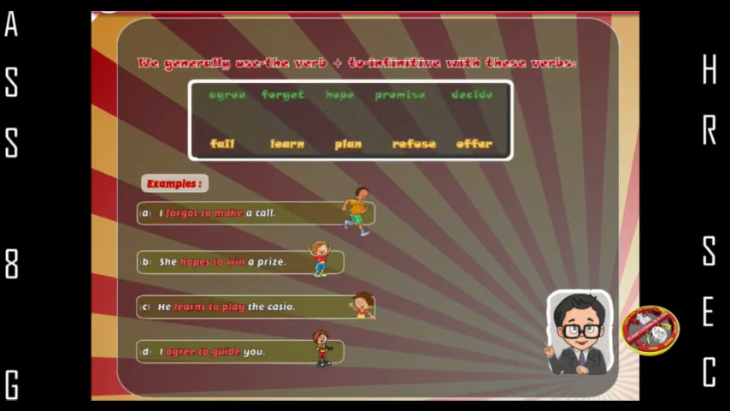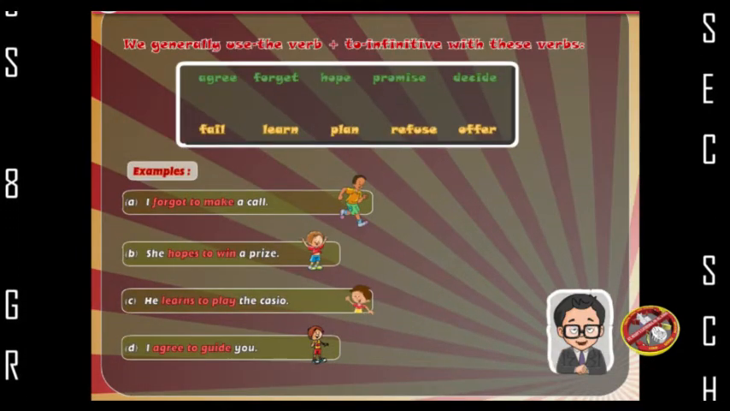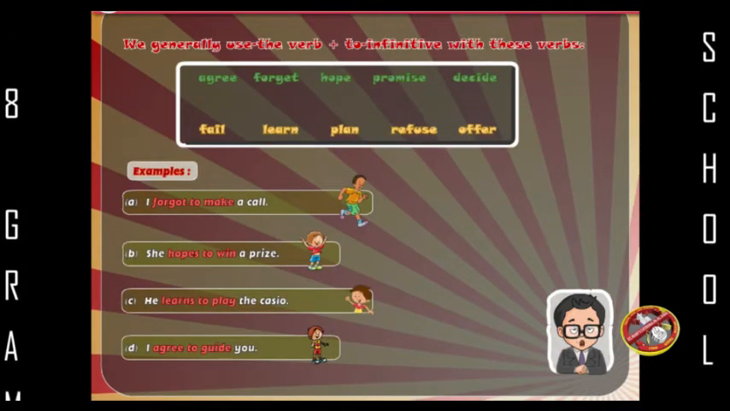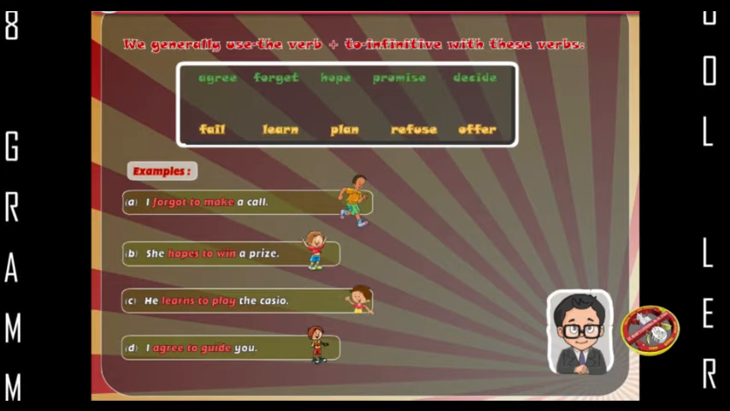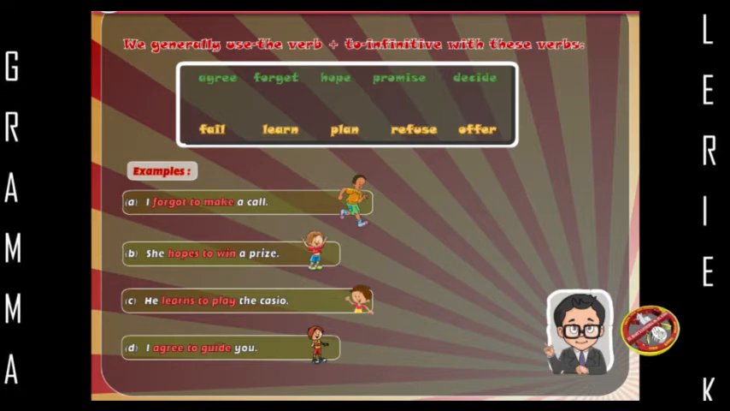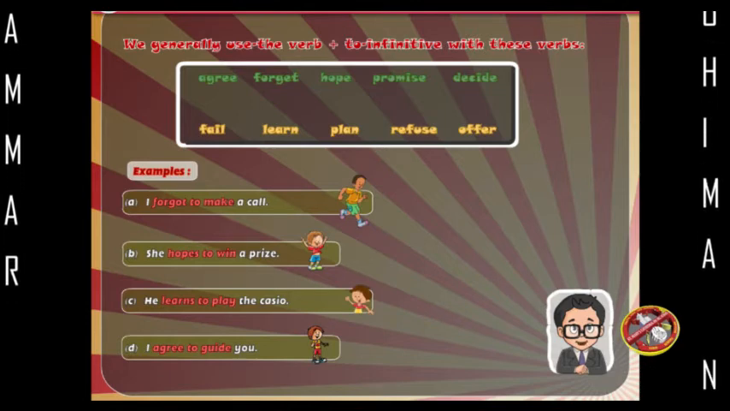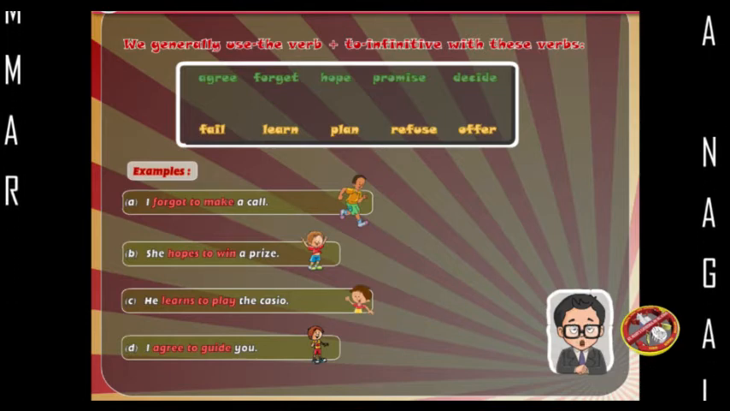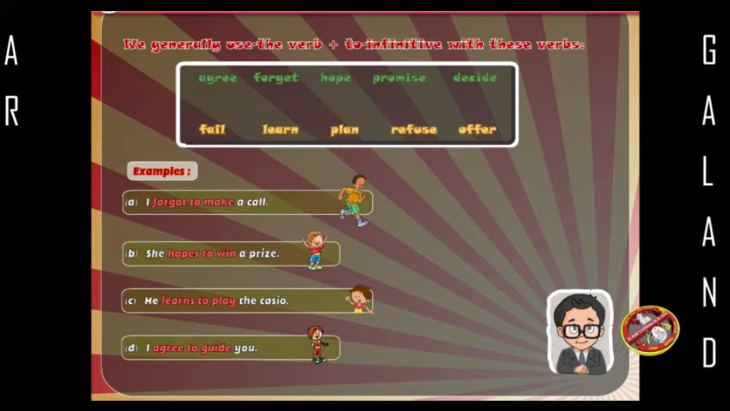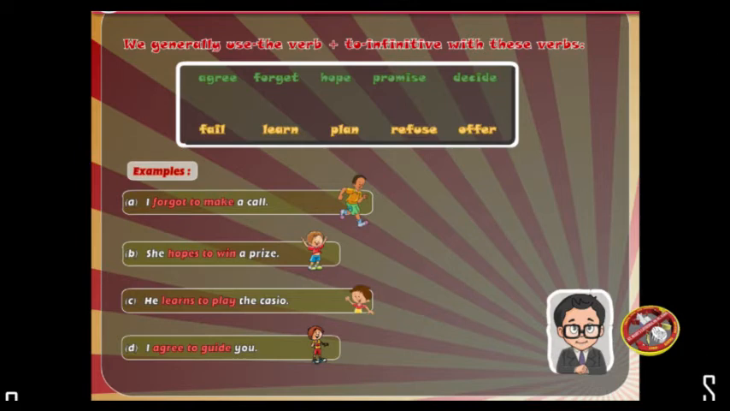We generally use the verb plus to infinitive with these verbs: agree, fail, forget, learn, hope, plan, promise, refuse, decide, offer. Examples. I forgot to make a call. He learns to play the Casio. She hopes to win a prize. I agree to guide you.